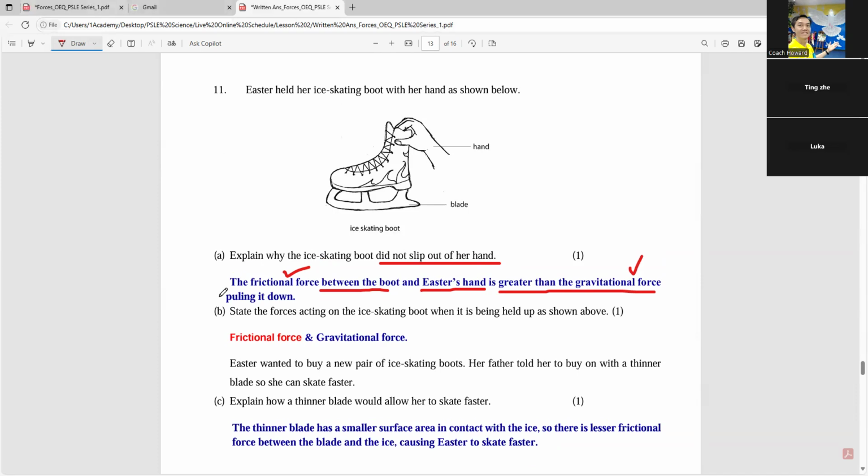Okay, next, state the forces acting on the ice skating boot. So this is quite easy. If you can answer number one, number two, you have no problem. Frictional force and gravitational force.